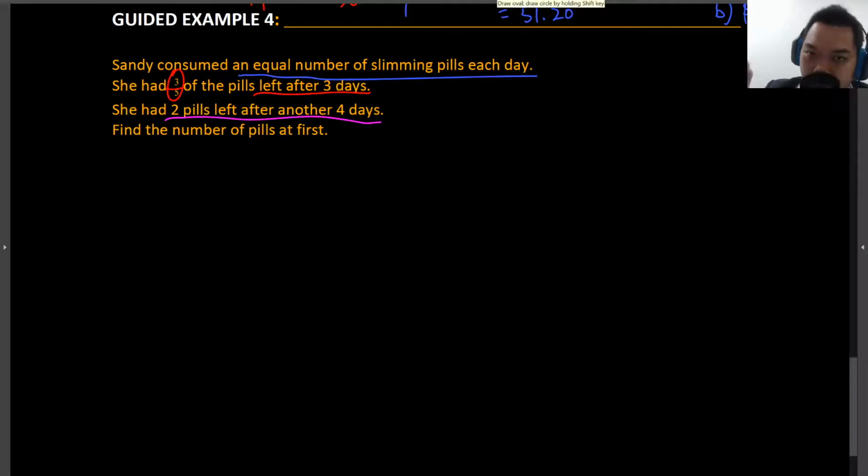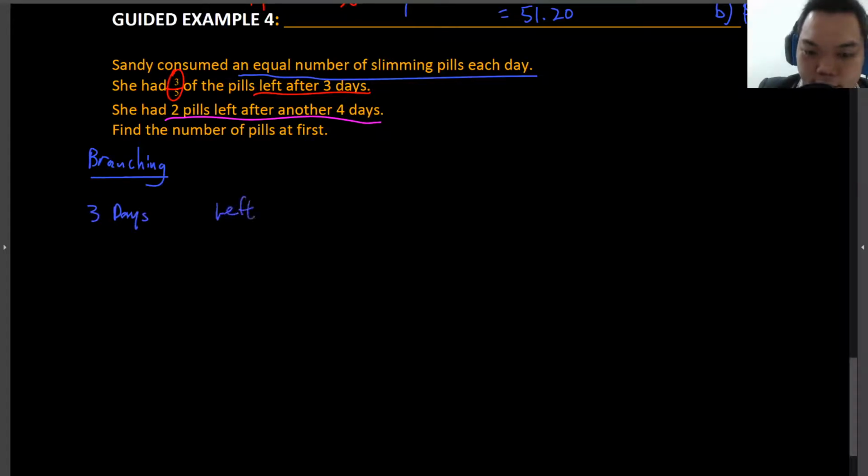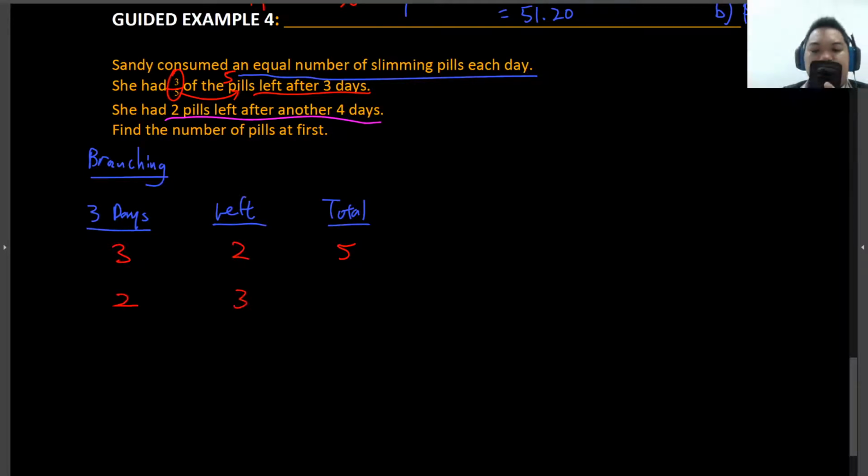To deal with this, let me try to do this by branching first. Some of you may find this a bit more difficult, so let me just show you how it goes. In 3 days, you have 3 left over, and the total at first was 5 blocks worth. My question for you here is this. Is this going to be 3, this is 2, or the second one, 2 and 3? Which one is it going to be? 1 or 2?